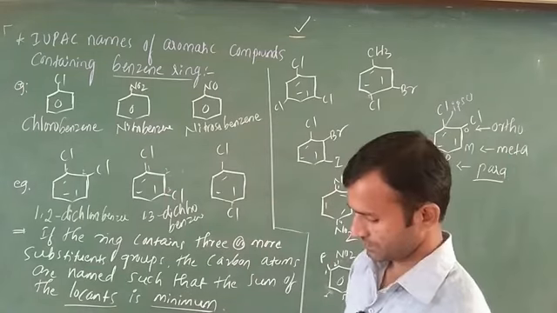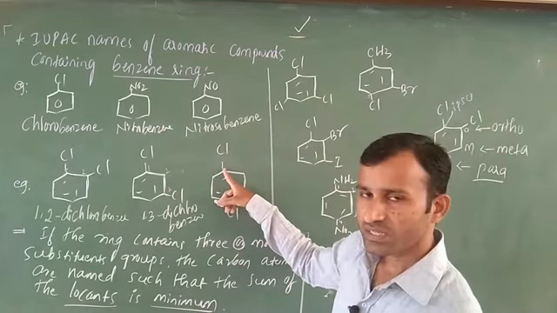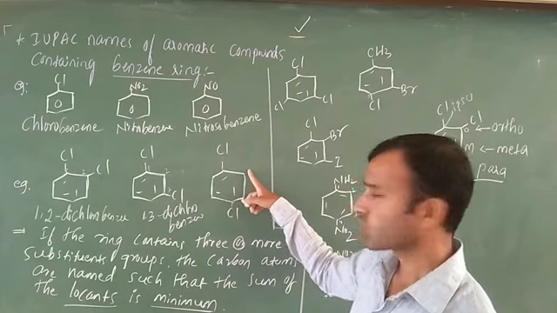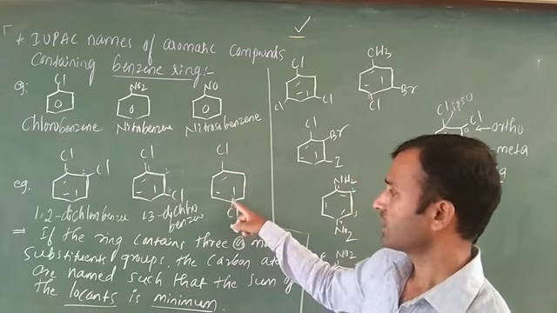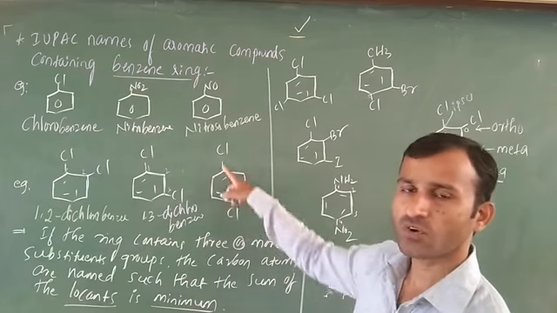Next, I am going to consider this as ipso. The next one is ortho. The next one is meta. The next one is para. The para is completely opposite of ipso.